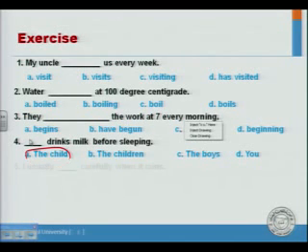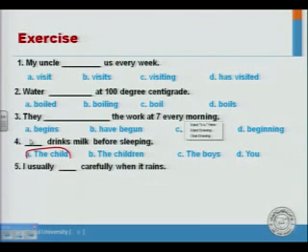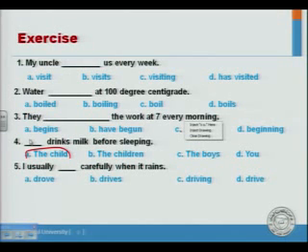Number 5, I usually carefully when it rains. Here we don't have any time expression. We have usually, and we have another sentence which tells us that the verb must be simple present. So, I usually drive.